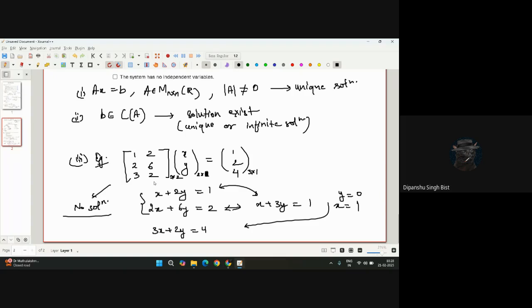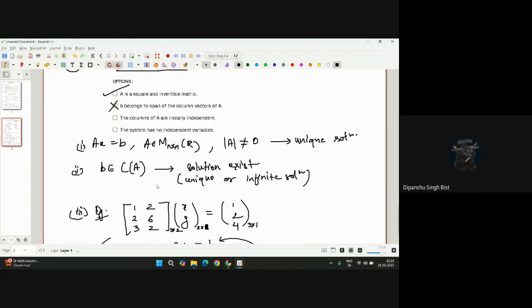So hence we have proved that even though the columns are linearly independent, still we are getting the case of no solution. Why? Because to guarantee a unique solution, the columns must be linearly independent, but the matrix should be a square matrix as well. Okay, so this option is incorrect.